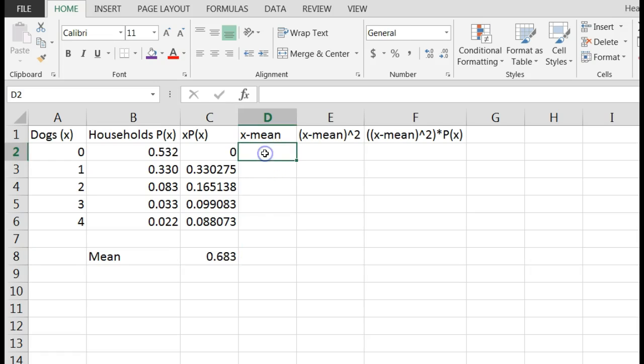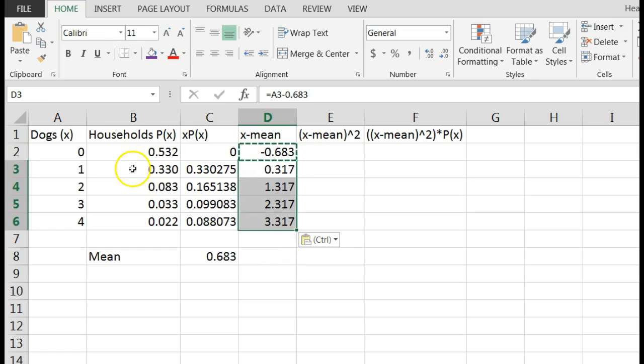Now, as far as the column that says X minus the mean, I would simply come under here and type an equal sign, click on X, which is 0 for this first one, and type minus 0.683. If I had full accuracy, I would use as much accuracy as it would give me. And now I've got a negative 0.683, but let's copy that now and paste.